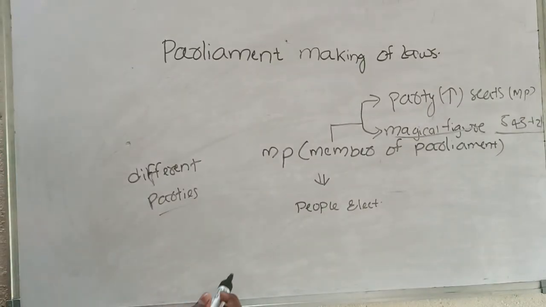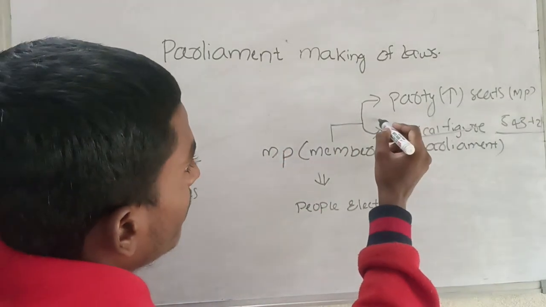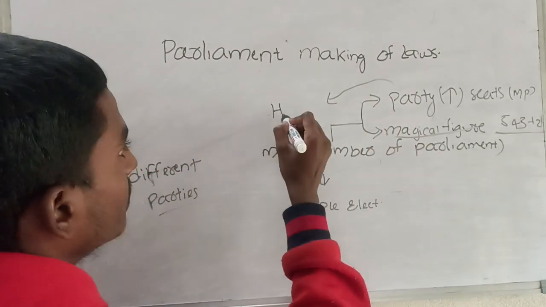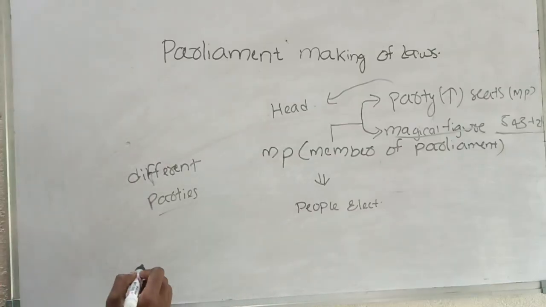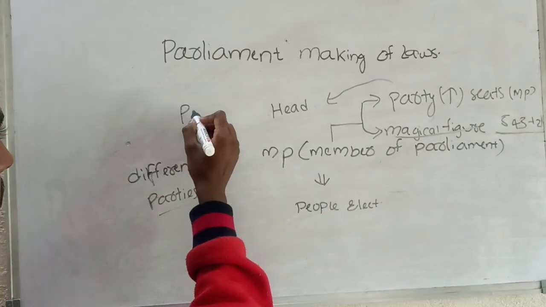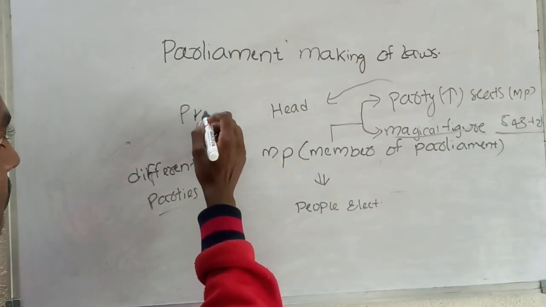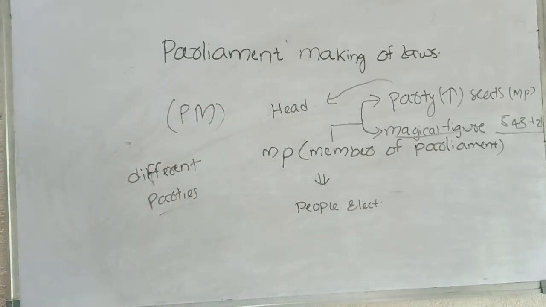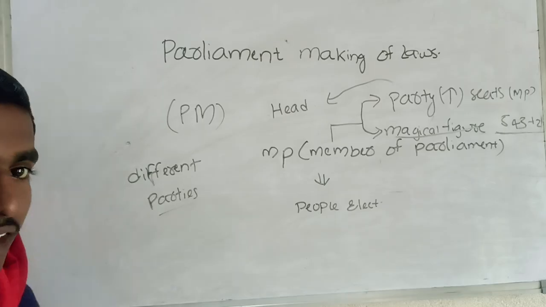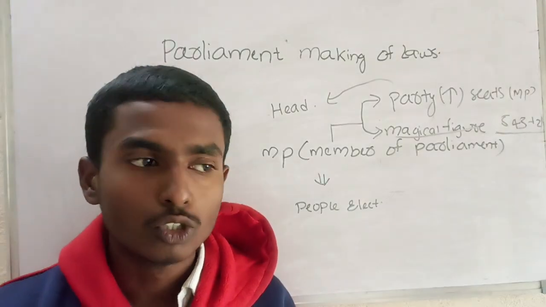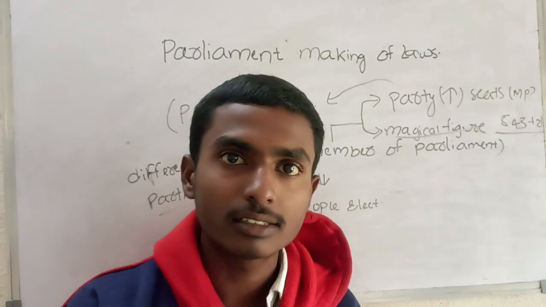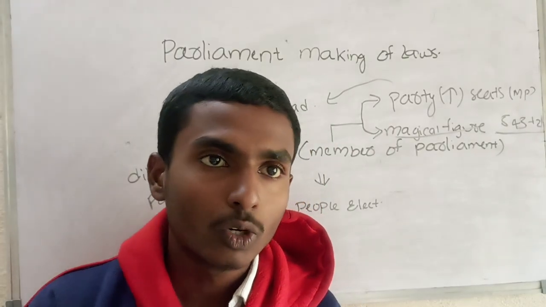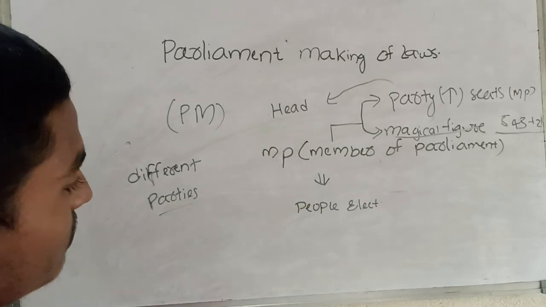In this way, the head of that party will become the Prime Minister of our country, India. If they don't cross the magical figure, if all parties are near but no one crosses it, then another concept comes in, which is the coalition form of government.